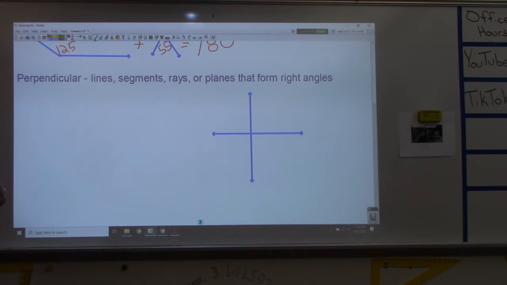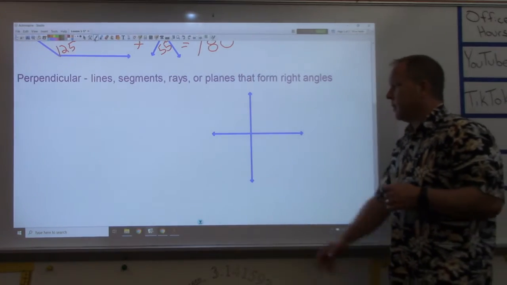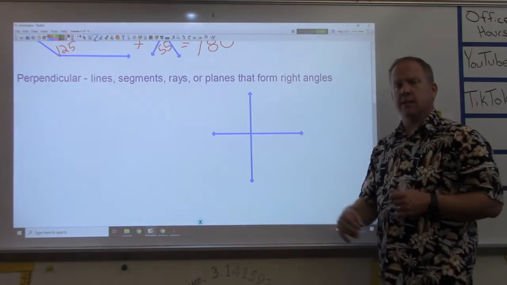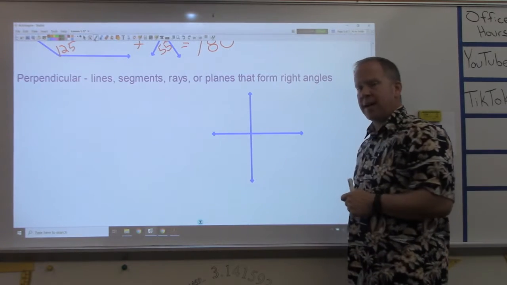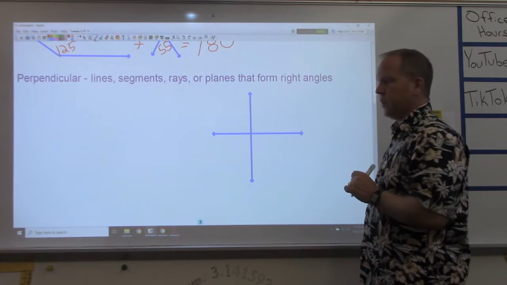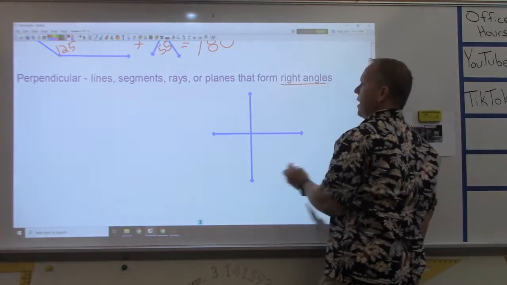Now, previously you might have seen this before when dealing with algebra and graphing. These look like the x and y axes. The x and y axes are perpendicular to each other. These lines, however, right now, I would not consider perpendicular. There's one key thing missing. Remember, they have to form right angles.